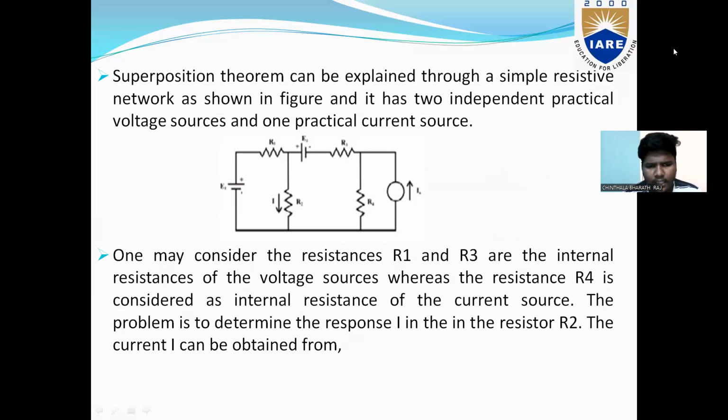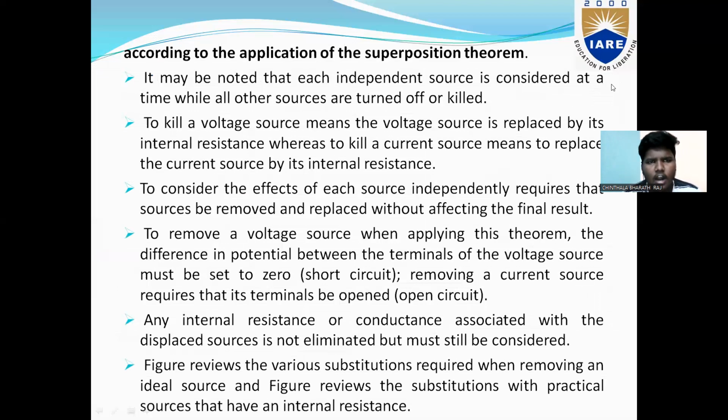The current can be obtained according to the application of the superposition theorem. It may be noted that each independent source is considered at a time while all other sources are turned off or killed. To kill a voltage source means the voltage source is replaced by its internal resistance, and to kill a current source means to replace the current source by its internal resistance.